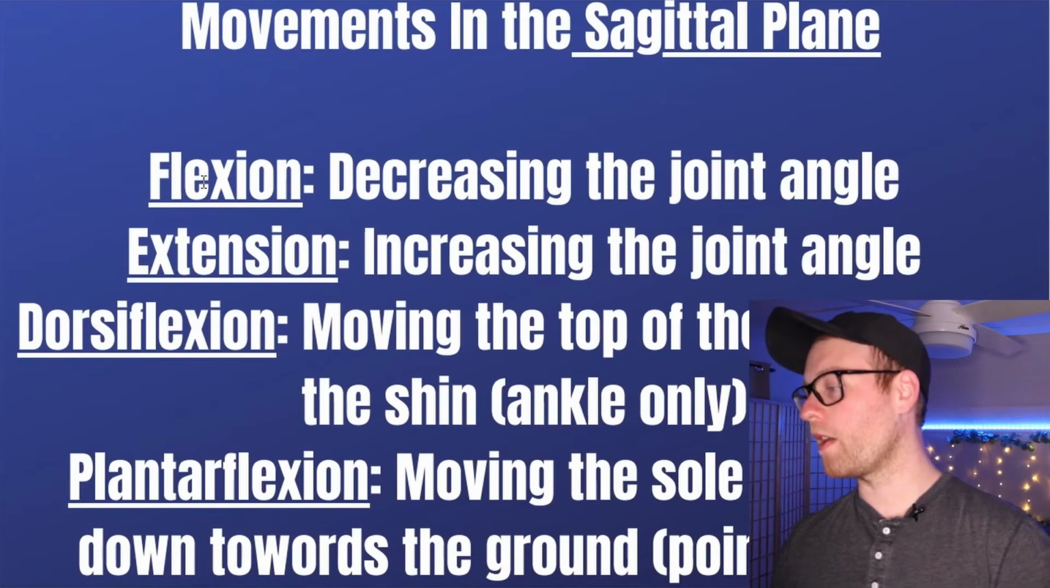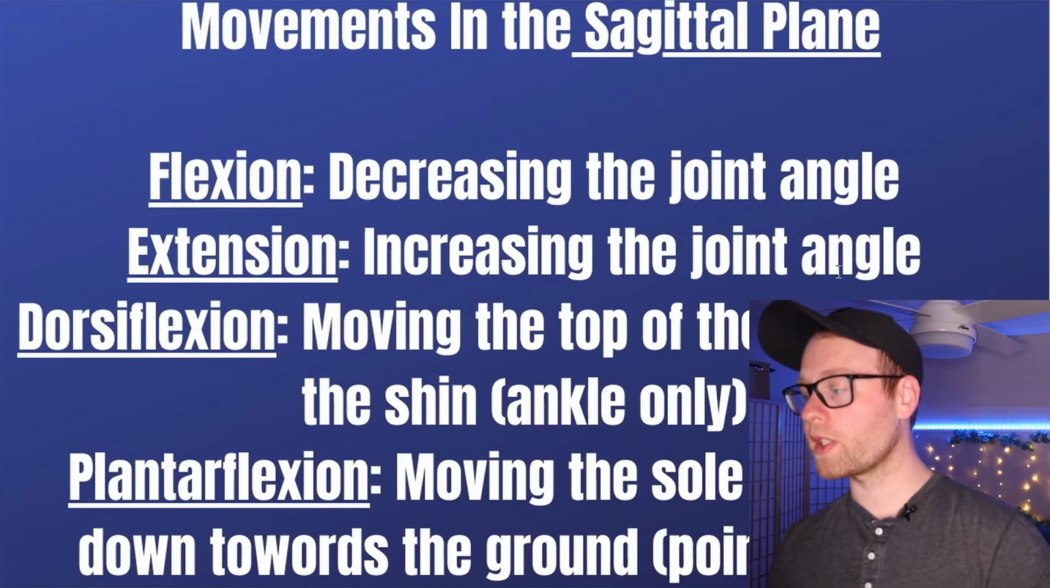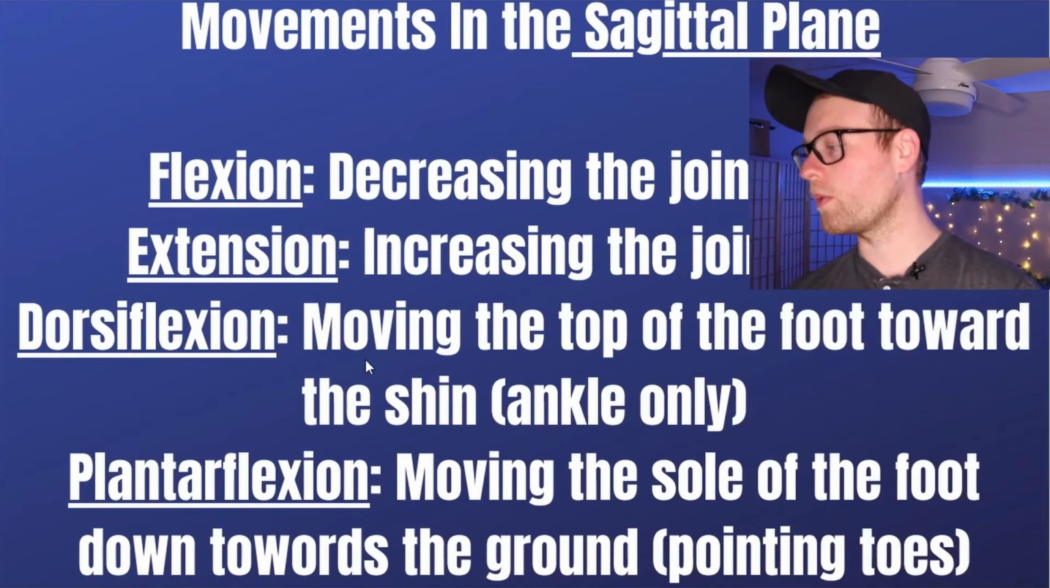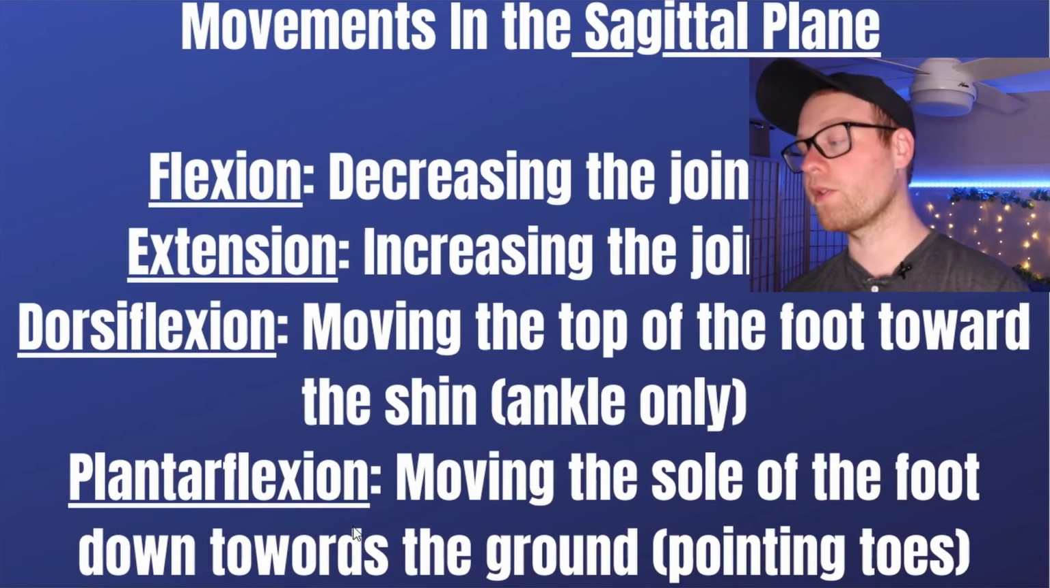In the sagittal plane, we have flexion, which is a decrease of the joint angle. We have extension, which is an increase of the joint angle. We have dorsiflexion, which is moving the top of the foot towards the shin. And then we have plantar flexion, which is moving the sole of the foot down towards the ground.